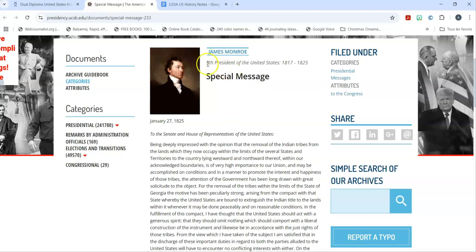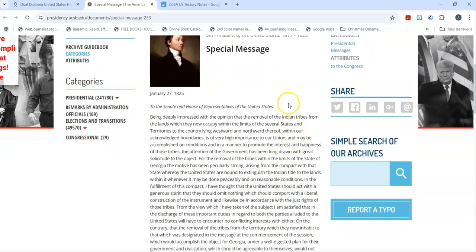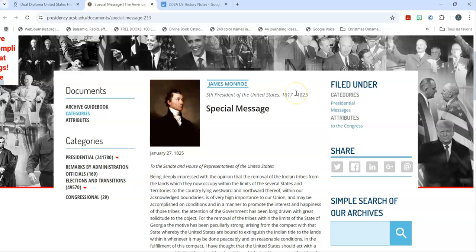So, James Monroe, the 5th president of the U.S., and you'll notice that this was his last year in office. So this was right before Andrew Jackson was elected as the new president.